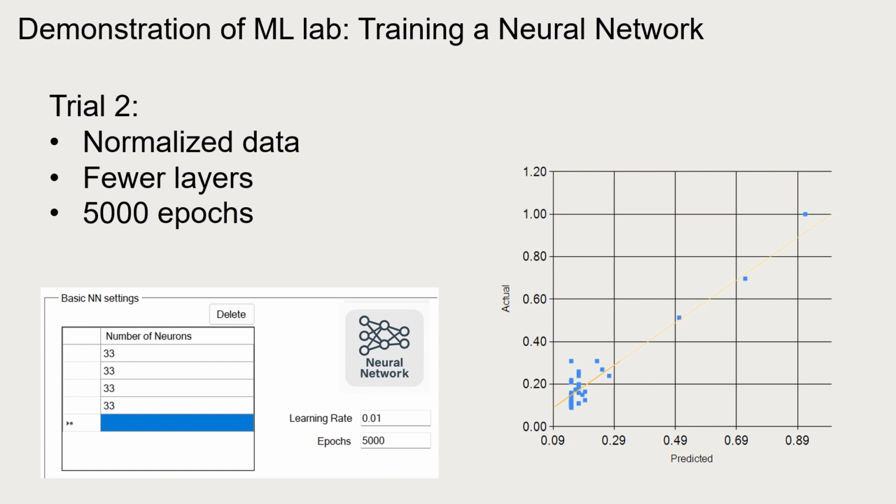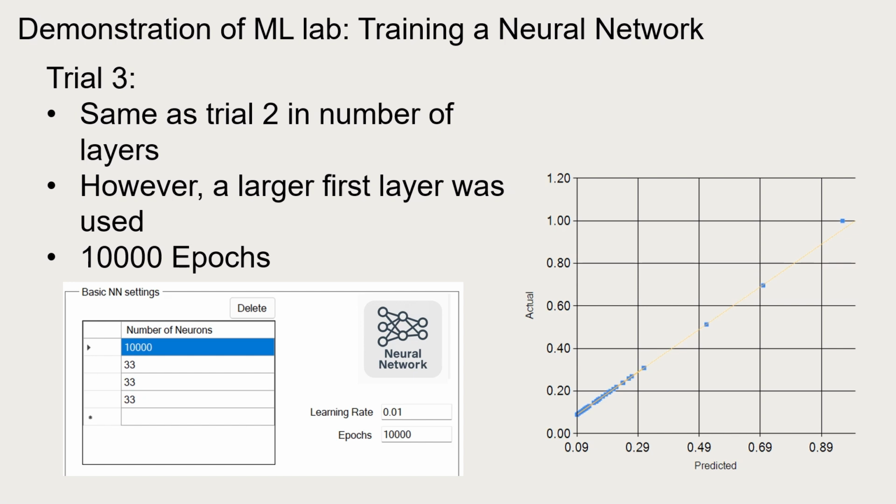So here, as you can see, I reduced the number of layers to 4. Each layer has 33 neurons. I have 5,000 epochs with a learning rate of 0.01. What happened? The data got a little bit scattered in this area, but then I got very good prediction in this area.